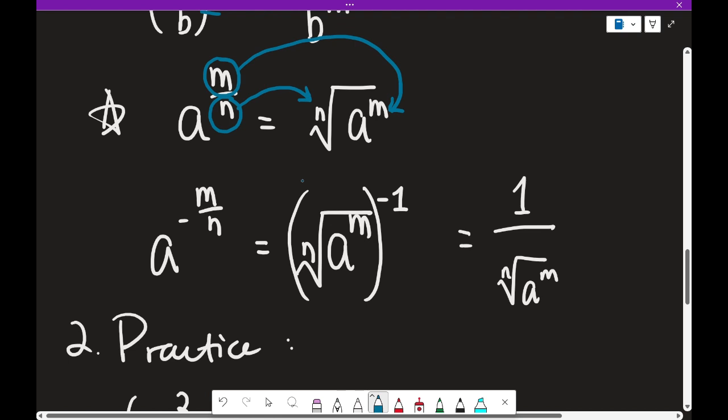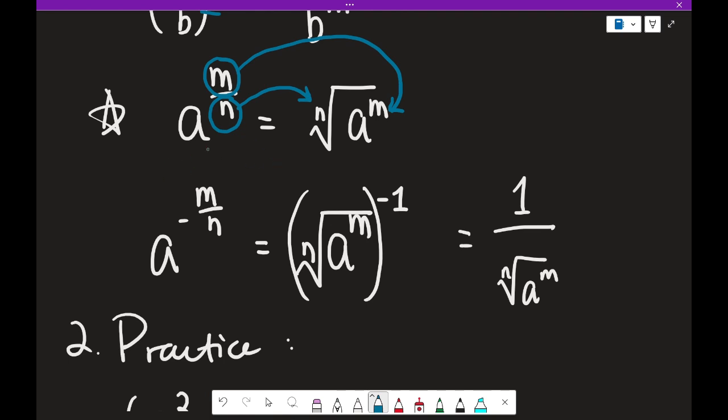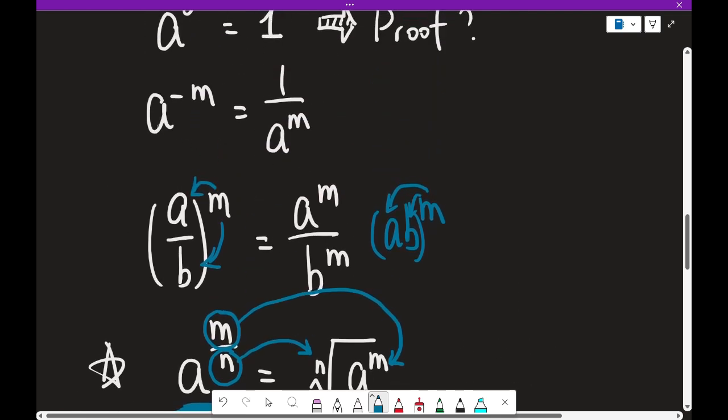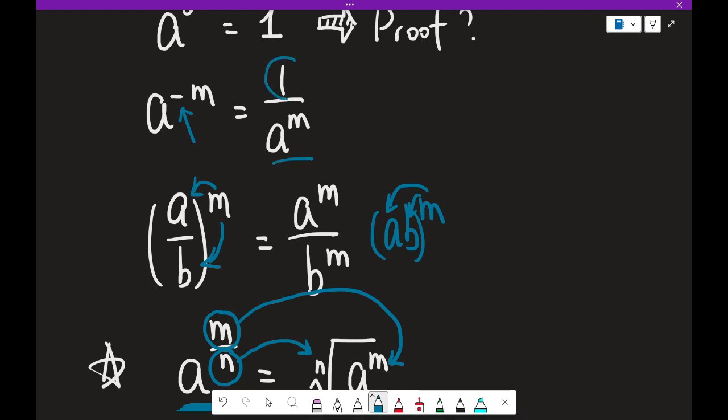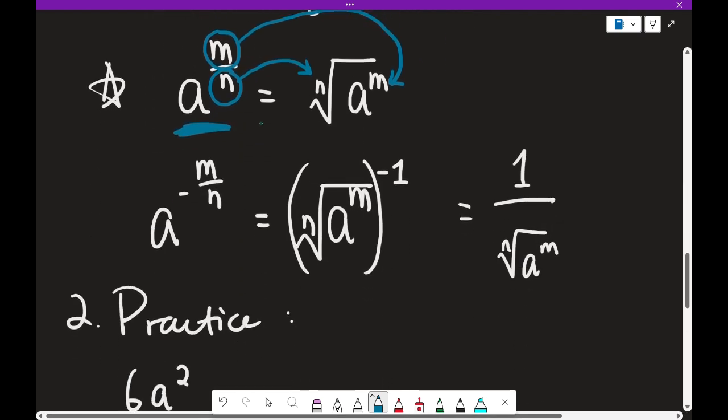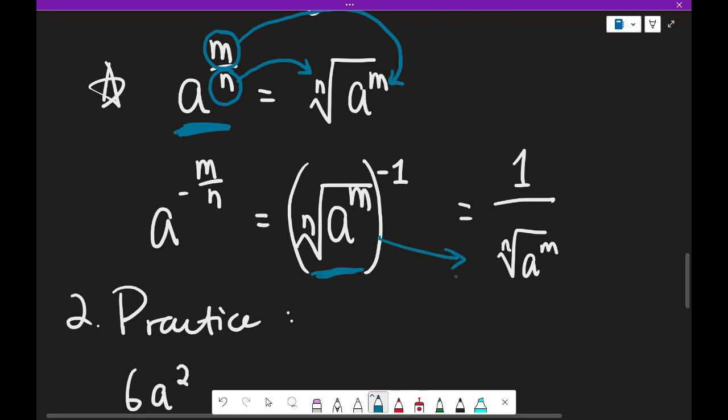Next, what about a to the power of negative m over n? Since we have this identity right over here, we can say that a to the power of m over n is a to the power of m with the nth root, and then we have a negative 1 outside of this bracket. And as we see right here, whenever we have a negative sign in the exponent, we just move it to the denominator with a numerator of 1. So we can put this thing inside the bracket down to the denominator with a numerator of 1.